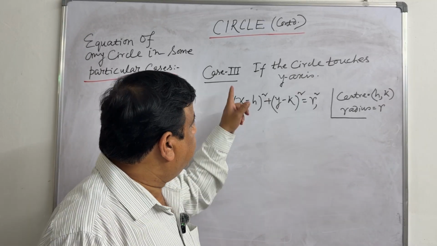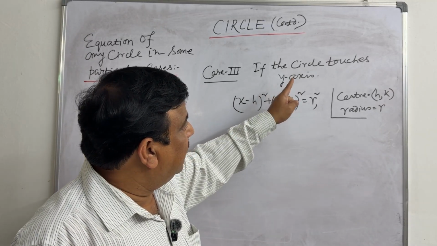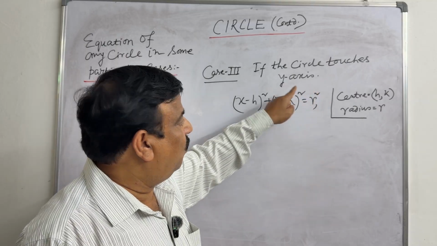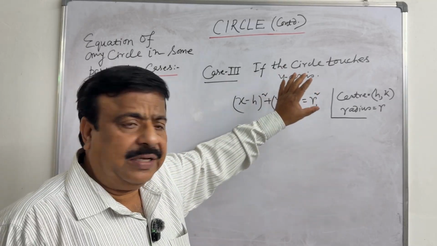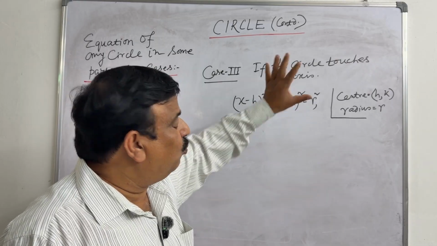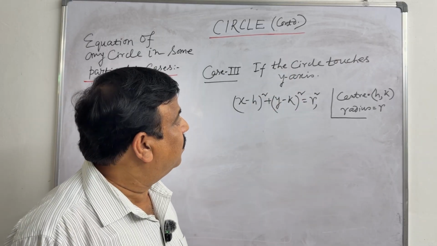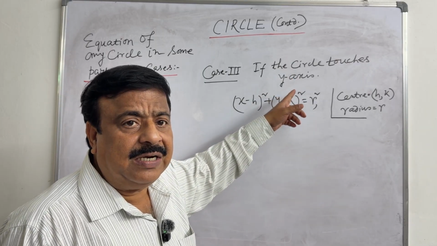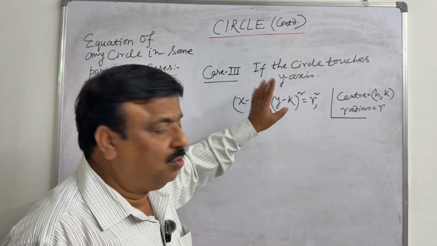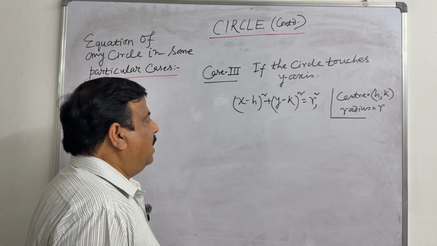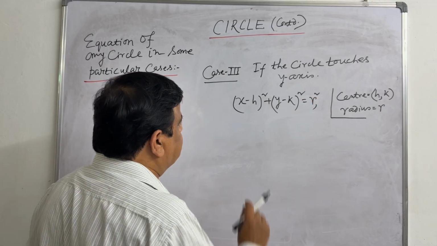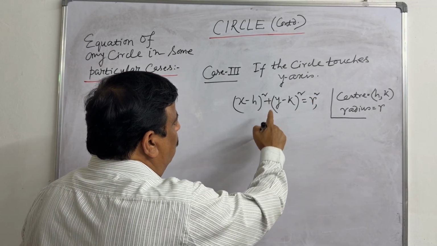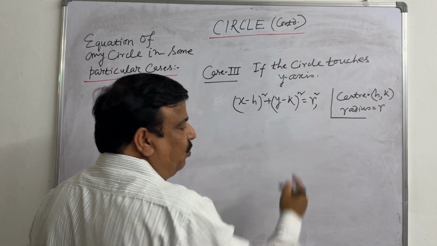This is case 3. If the circle touches the y-axis, then what will be the equation of that circle? Here the y-axis is the tangent to the circle. Okay, say the equation is the standard equation, (x minus h) whole square plus (y minus k) whole square is equal to r square.